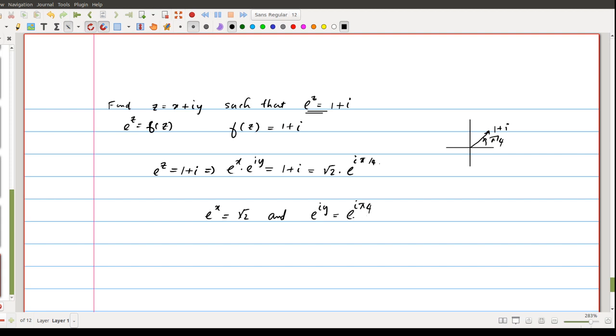So these are the two equations, and we can also use the fact that this e to the power i pi by 4 can be generalized as e to the power i times pi by 4 plus 2n pi. We can replace this argument pi by 4 by pi by 4 plus 2n pi, where n is equal to 0, plus or minus 1, plus or minus 2, etc. We have already discussed this in the starting classes.